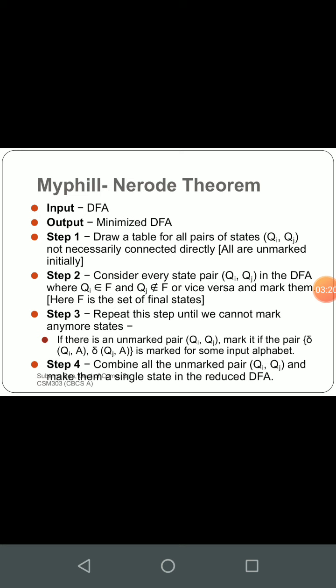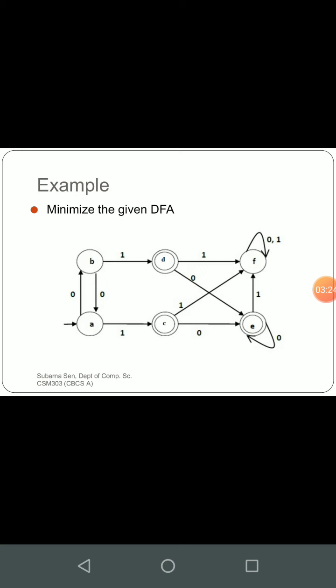Fine. So now let us just see an example. Here one DFA is given where there are a total of 6 states, out of which A, B and F are non-final states, since you can understand they are not marked with a double circle, and C, D, E are final states, right? So what our job will be, first we will make a table where we will enter all the states available. Fine. So let us see step 1.